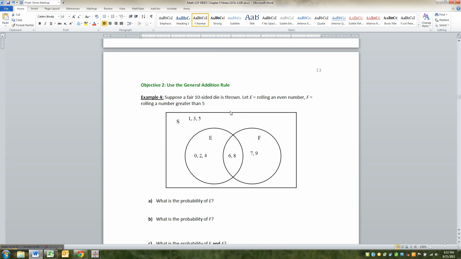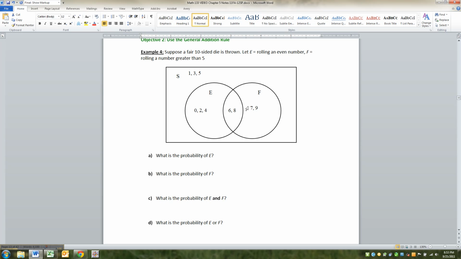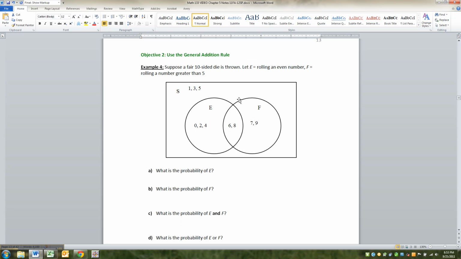Now, what if they weren't disjoint? Now, I already filled this in. Sorry, I've actually made this video twice, but the video program I'm using keeps dying on me. So I have here event E, rolling an even number. Event F is rolling a number greater than 5, and this is a 10-sided die, which I showed you in one of the previous videos.